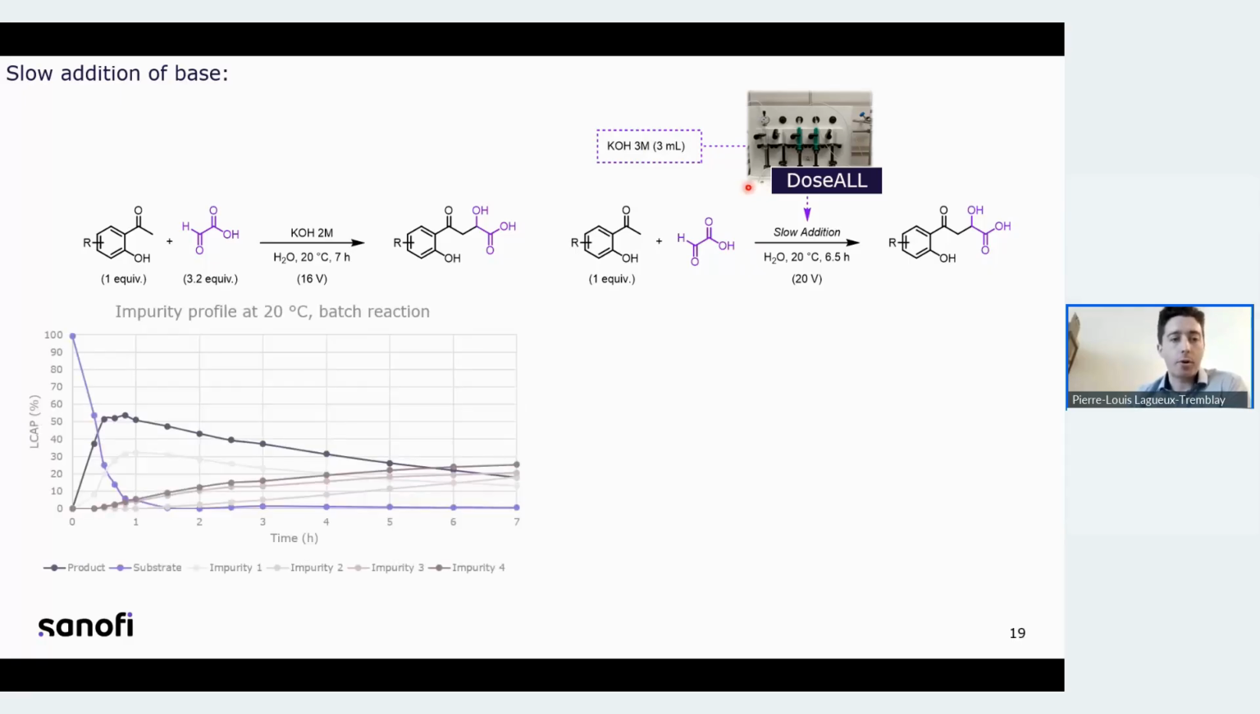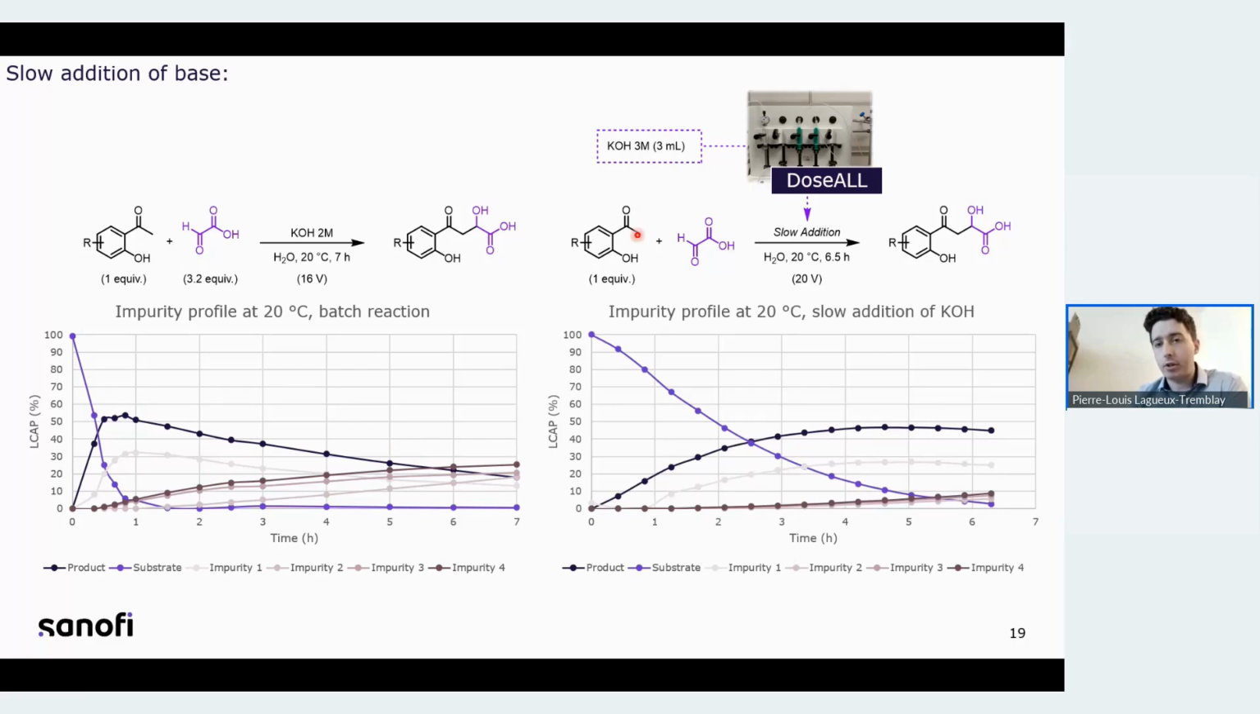And again, comparing our impurity profile, we mentioned at 20 degrees, we can see that we have a fast generation of product, but also quick generation of impurities, and then eventually decomposition. You can see that this profile has been slowed down a lot by essentially just adding your base slowly into this solution. We can slow down the production of the product and also really slow down the generation of impurities, even at higher temperature in that case. So this was a direction that we were initially looking at that is still ongoing. We're trying to see if we can do something, for example, in flow or with slow addition of the base to prevent decomposition of the final product.